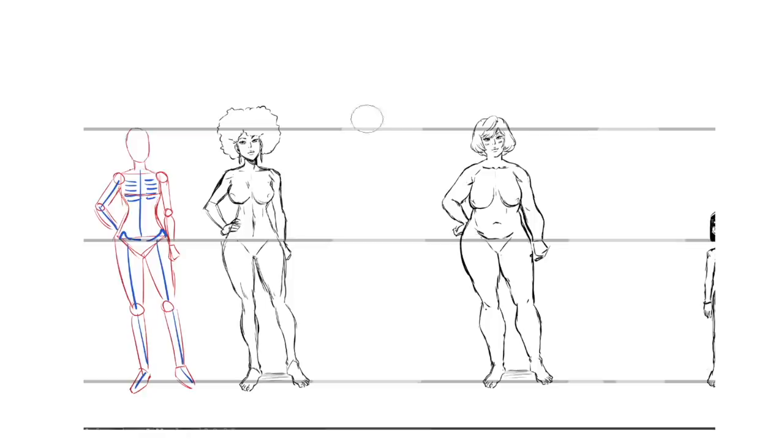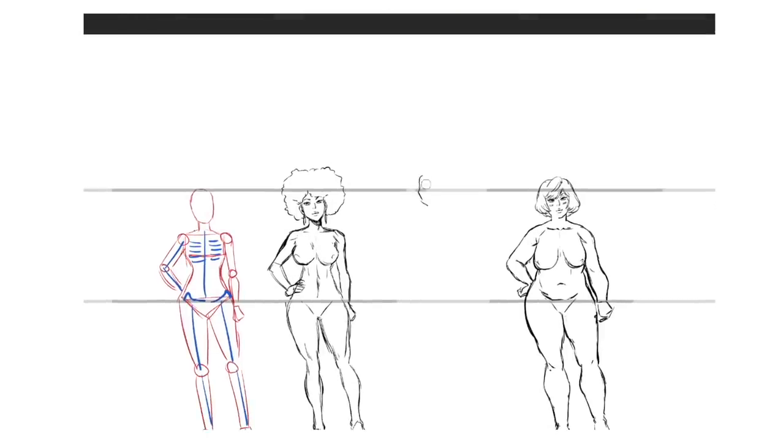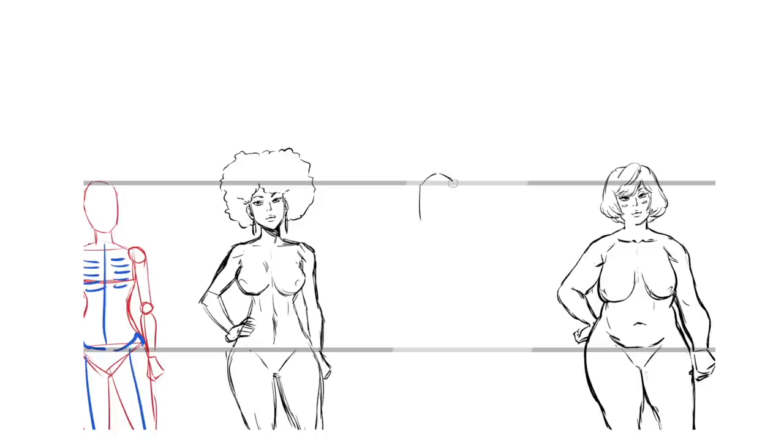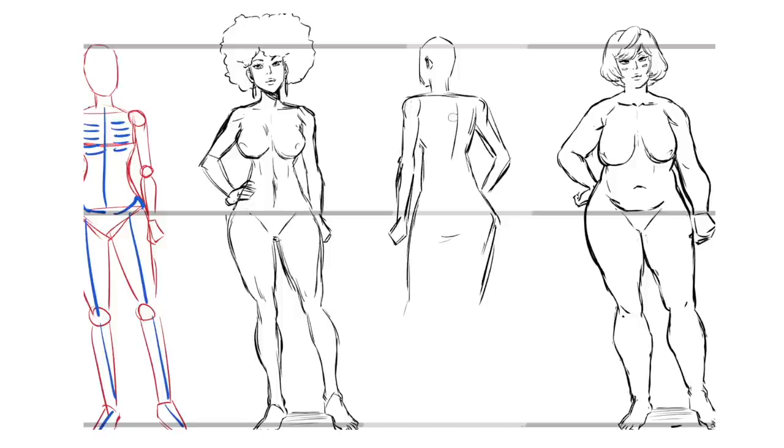Similar rules apply when drawing the characters from behind. Still usually start from the head and then draw the neck and the ear, depending on where they're facing, depending on their hairstyle as well. Sometimes you get to see it, sometimes you don't. Draw a nice bum. But then the line underneath the bum kind of also changes depending on how they're standing.